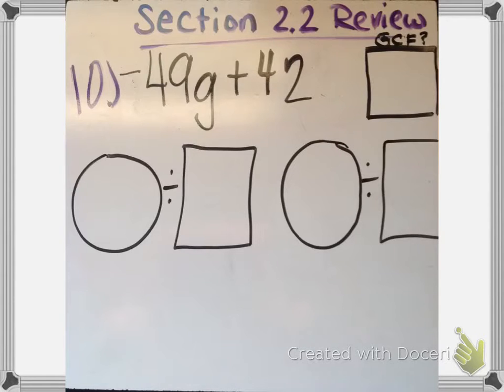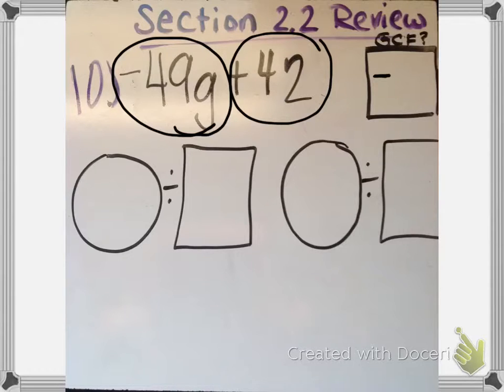Number 10, negative 49g plus 42. What's your answer? Your first term is negative 49g, so you know that the greatest common factor is going to be a negative since the first term is a negative. Your second term is a positive 42. So first, find the greatest common factor of 49 and 42.